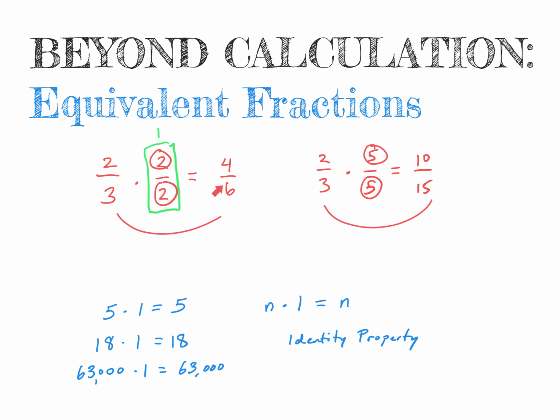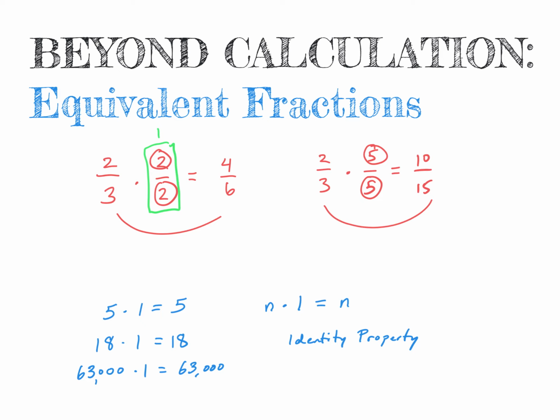Now this doesn't look like 2/3, this says 4/6, but all we're actually doing here is splitting 2/3 into more pieces. So these two pieces we're splitting into 4 pieces. These 3 pieces we're splitting into 6 pieces. You've done this many times with probably food and money.